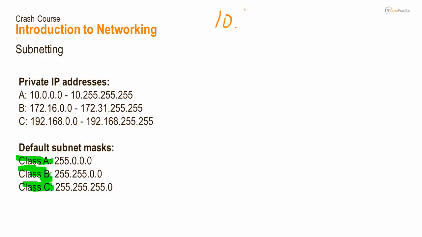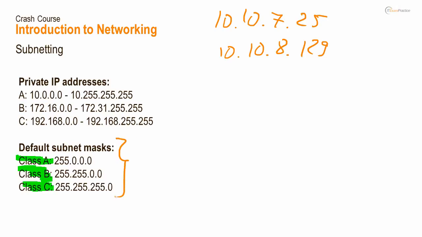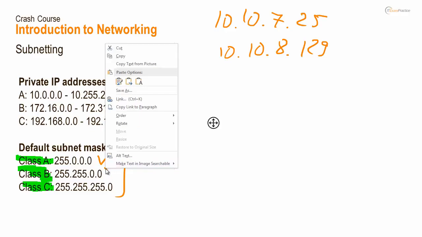Now one more example to make sure you're okay with everything. Let's say I have 10.10.7.25 and 10.10.8.129. Can you give me a subnet mask that will make them available on the same subnet? So I want them to be on the same subnet. Can you go for a subnet mask that will make it happen? I hope that you said, well, I can go for class A or class B.